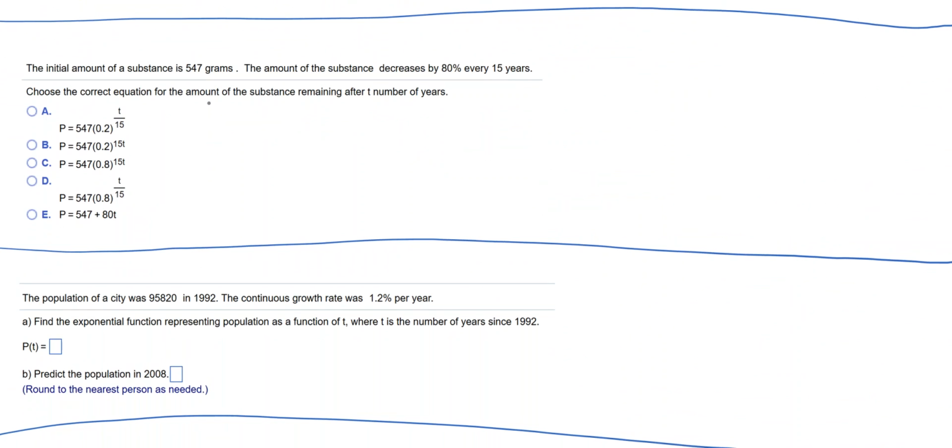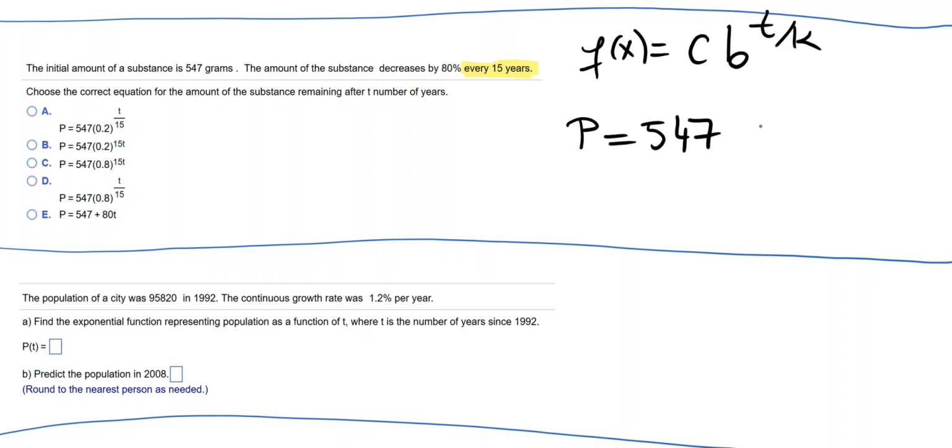What about this one? The initial amount of substance is 547 grams, and the amount of substance decreases by 80% every 15 years. So again, you see every 15 years, so immediately you're like, okay, I need to use this formula, c times b to the t over k, where k is 15. So let's rewrite it, and I start with the initial amount of 547, and then k is 15. So I'm going to put t, and I just need to decide what is b.